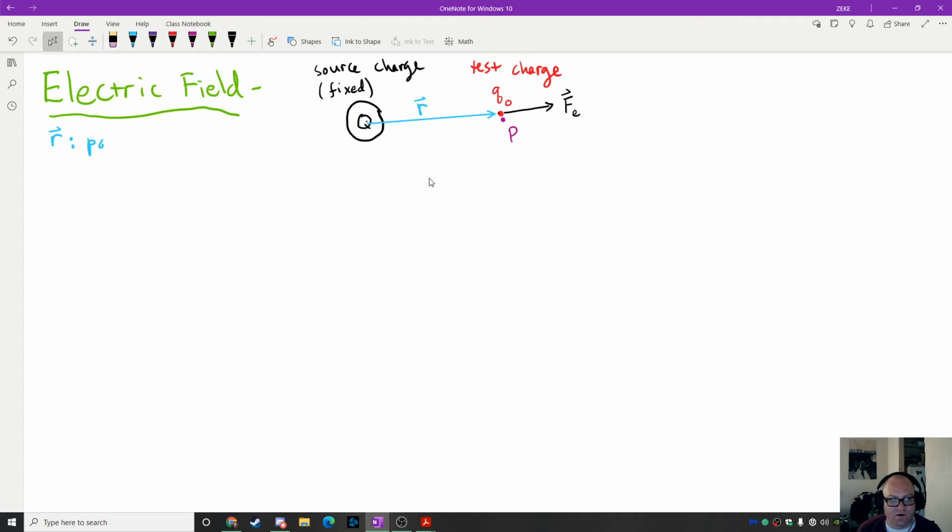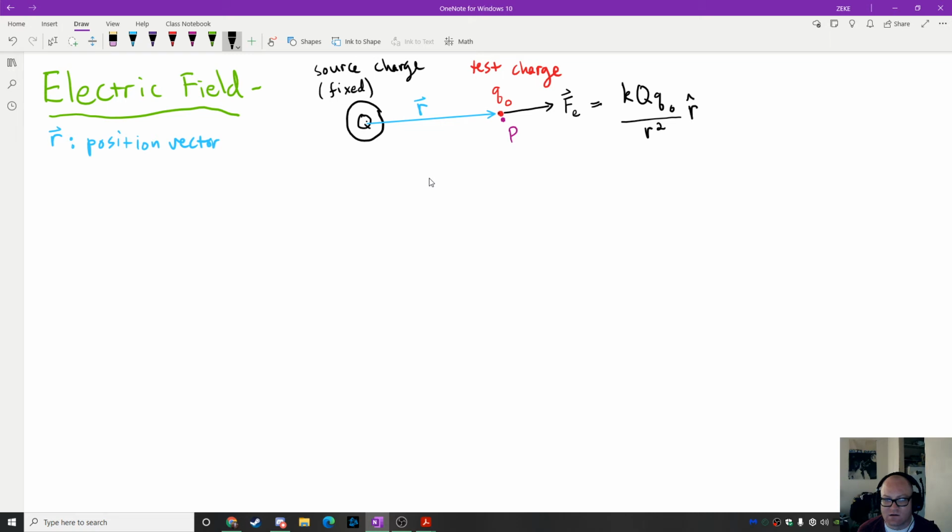Now, what is the size of our electric force in this case? Well, we know the size of that electric force is equal to a constant that we call K, multiplied by big Q, which is the source charge, multiplied by our test charge, which we're calling Q naught, divided by the distance between the two of them, r squared. And if we want to include the vector r in this, we can say that the direction is given using a symbol that we call r hat.